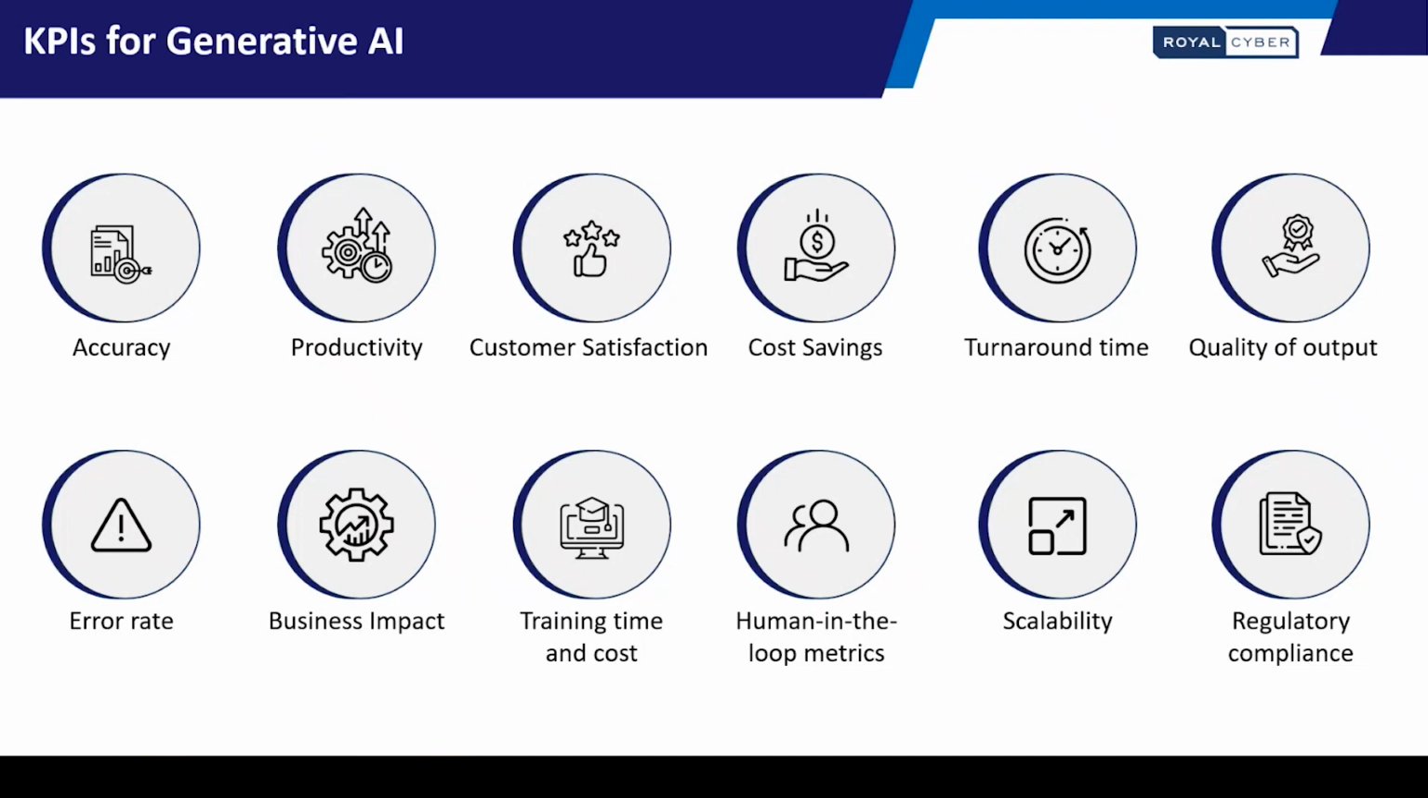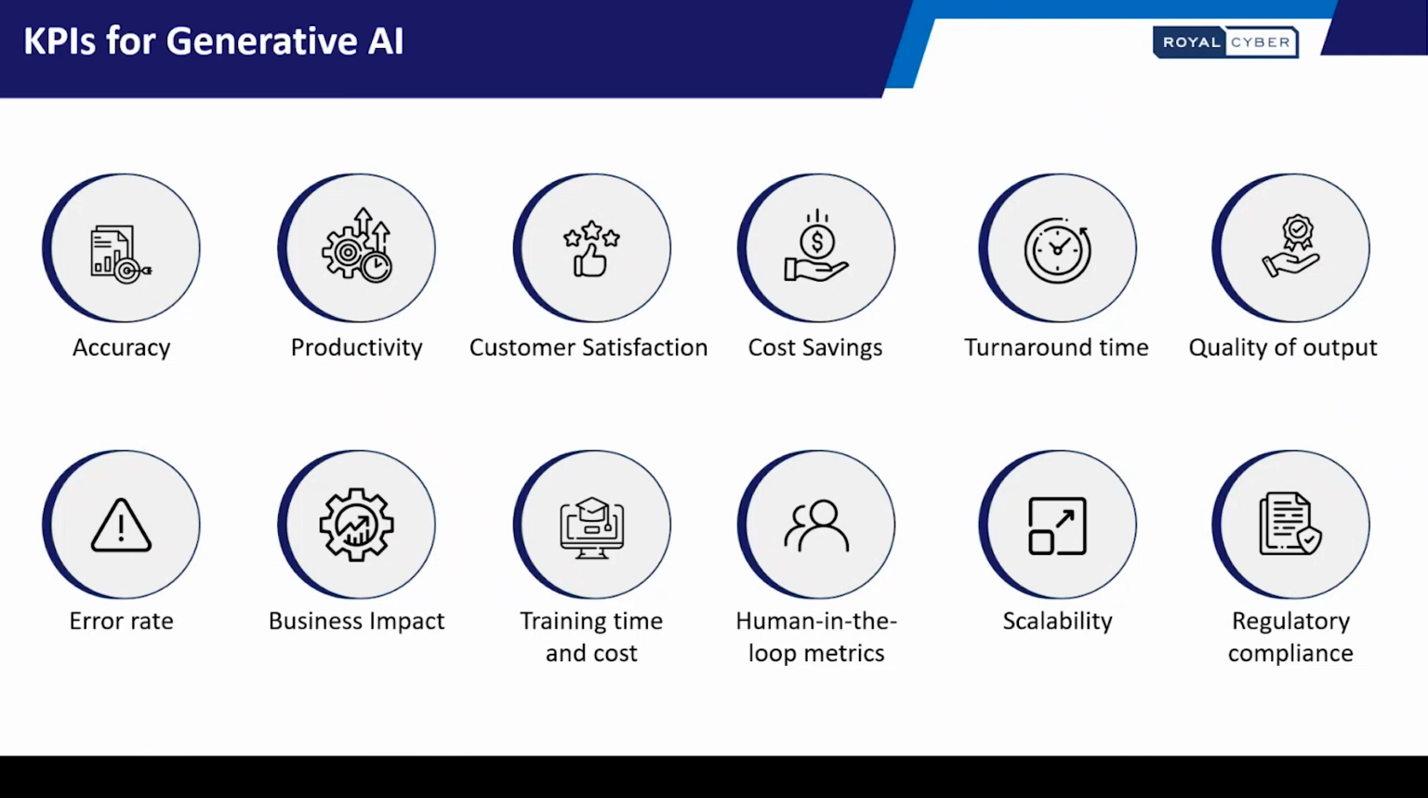Measure the model's accuracy in producing relevant and correct outputs using metrics like precision, recall, or mean squared error. Assess the impact on productivity, such as tasks completed per unit of time or reduction in manual effort required. Gauge how well the AI system meets customer needs and expectations through satisfaction surveys or feedback. Compare the cost of employing the AI system to traditional manual process or outsourcing to quantify savings. Evaluate the time taken for the AI model to generate responses compared to traditional methods.